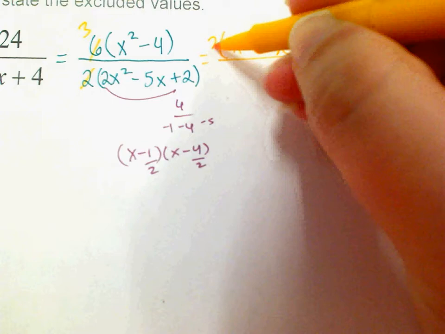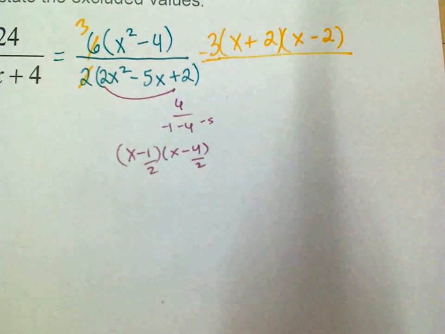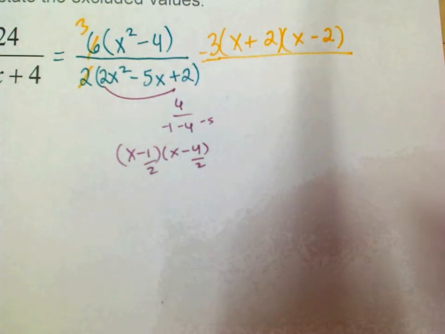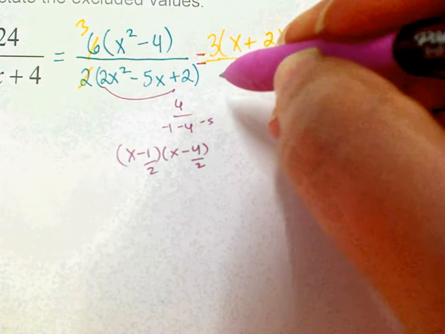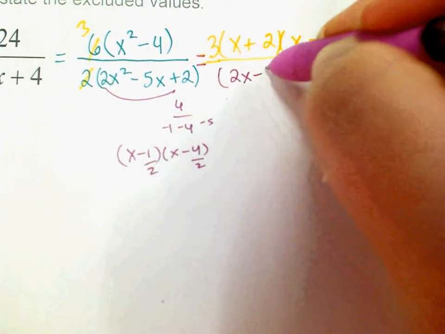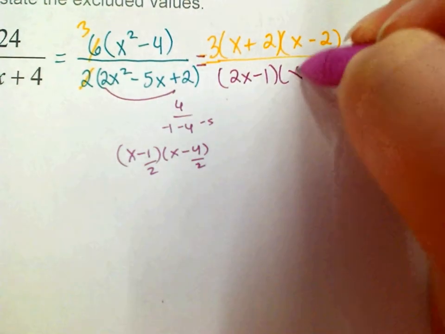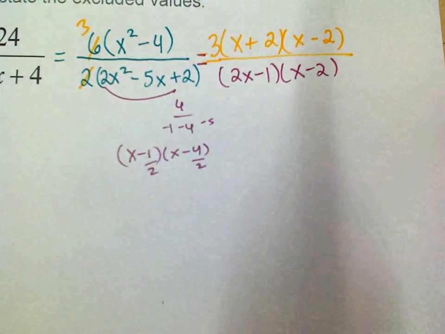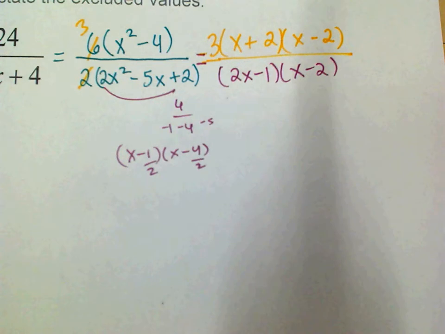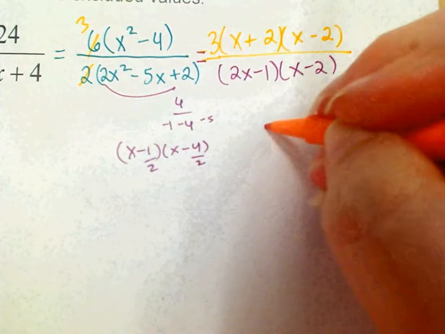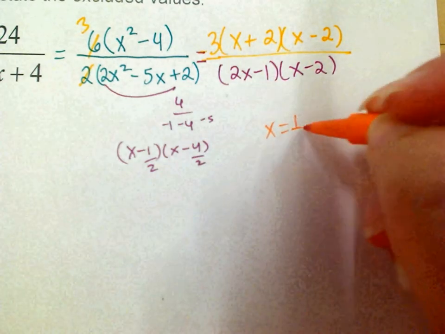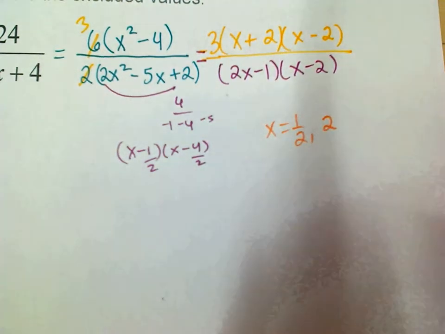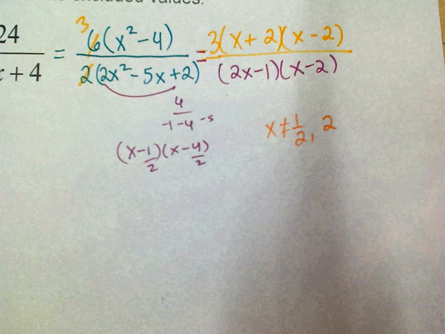Okay. So, what about in the denominator? I'm left with 2x minus 1 and x minus 2, right? Okay, excluded values? Positive 1/2, yeah, you can just look at that one right there. Positive 1/2 and positive 2, x cannot equal. And what simplifies? Leaving me with?